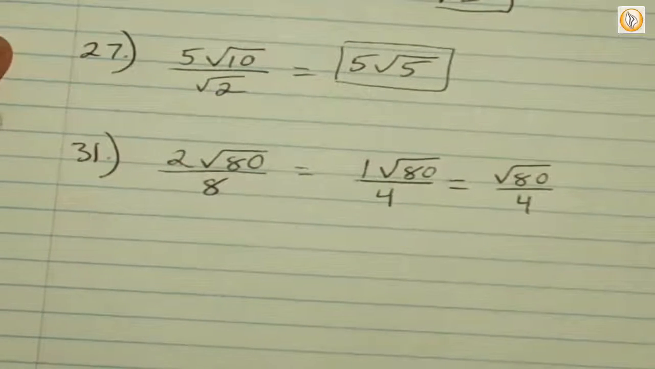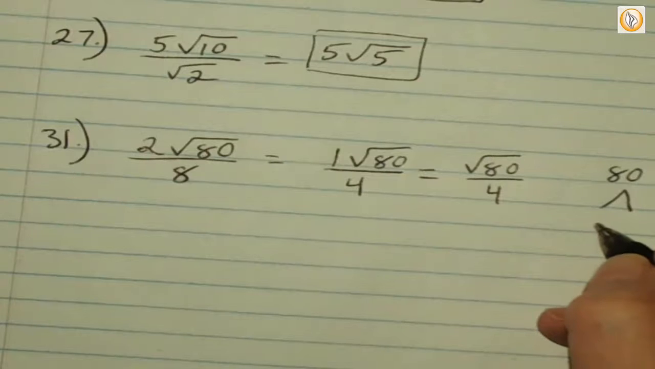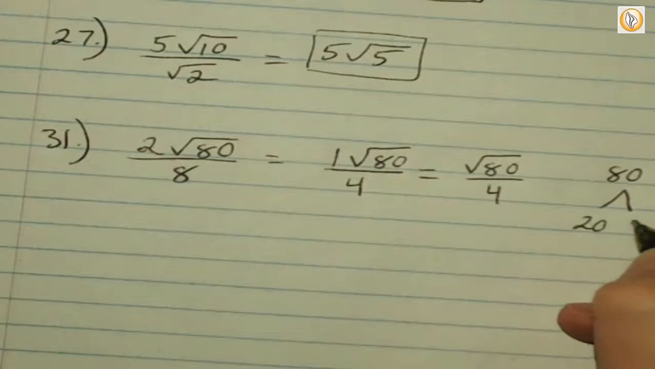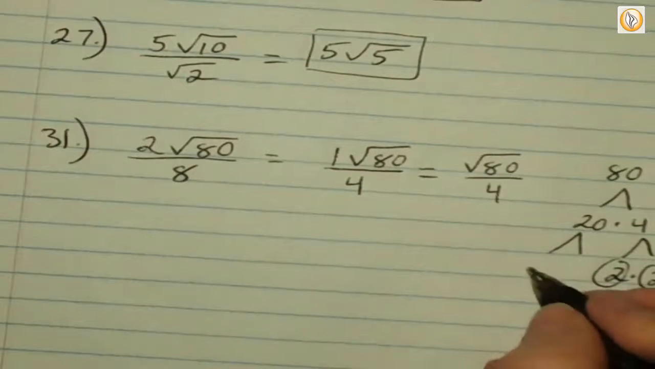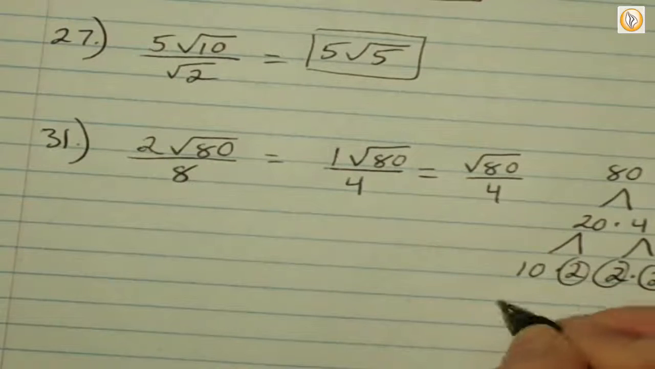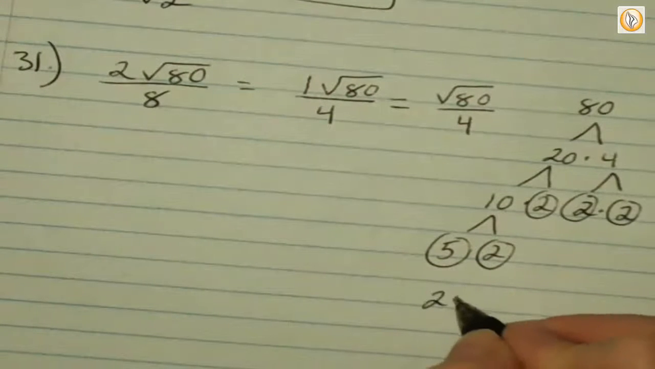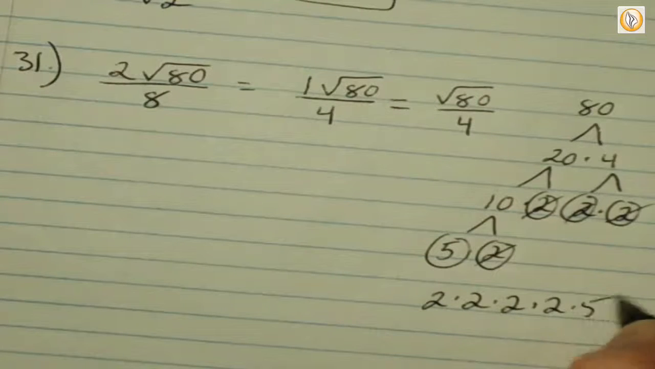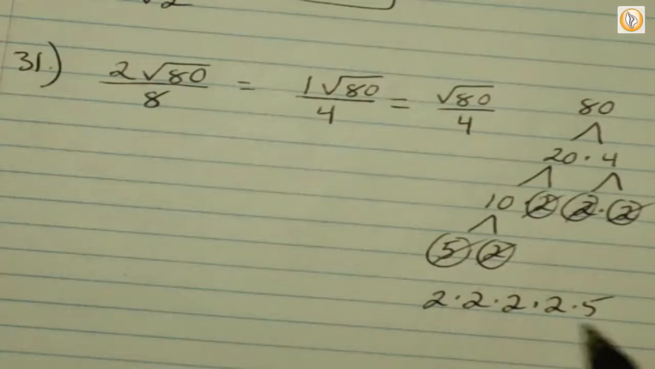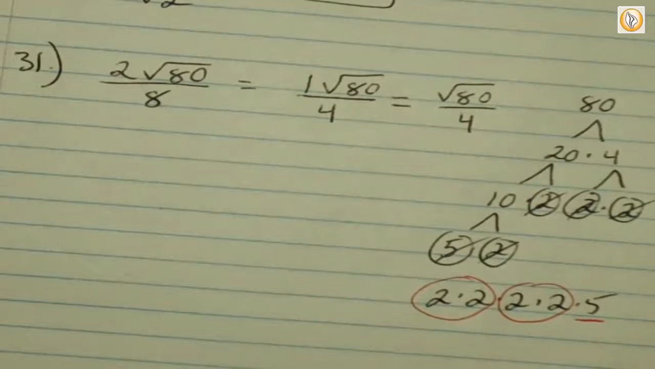Now what we would do is do the factor tree of 80. What 2 numbers, when multiplied, give me 80? 20 times 4. And 4 would be 2 times 2. 20 would be what? 10 times 2. And then 5 times 2. So I'm going to write out my factors. 1, 2, 3, 4, 5. Here's my pairs and my leftover.